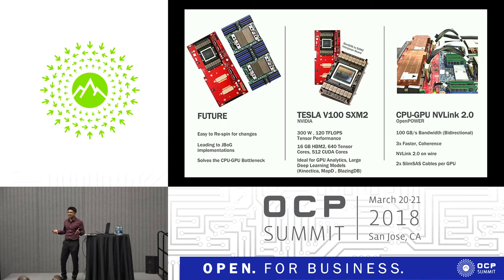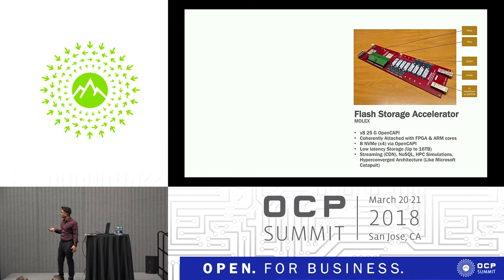So we're playing with three OpenCAPI accelerators. The first one is the flash storage accelerator from Molex. It's essentially a Zynq FPGA, which is an FPGA and an ARM core embedded in one socket, and a bunch of I/O. You have a huge amount of storage, a lot of memory here, and network interfaces for the data plane to communicate between different cards. This is really cool, right?